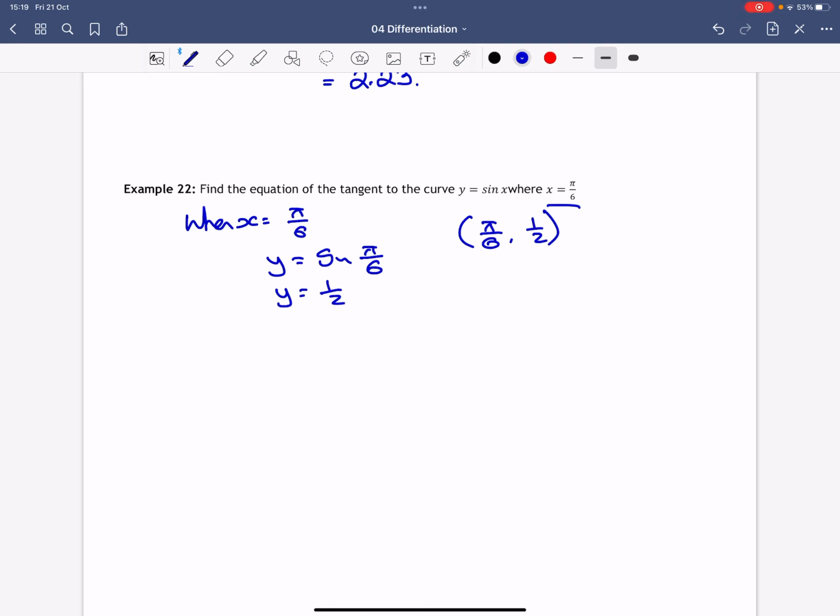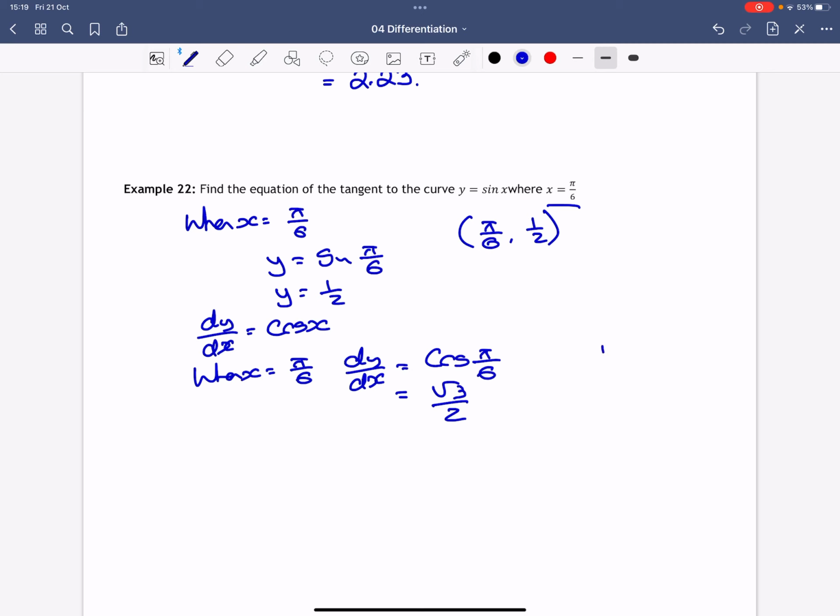To get the gradient, we have to differentiate. So dy by dx is equal to cos x. So when x is equal to pi over 6, dy by dx is cos of pi over 6, which will give me root 3 over 2. Okay? So my gradient is root 3 over 2.